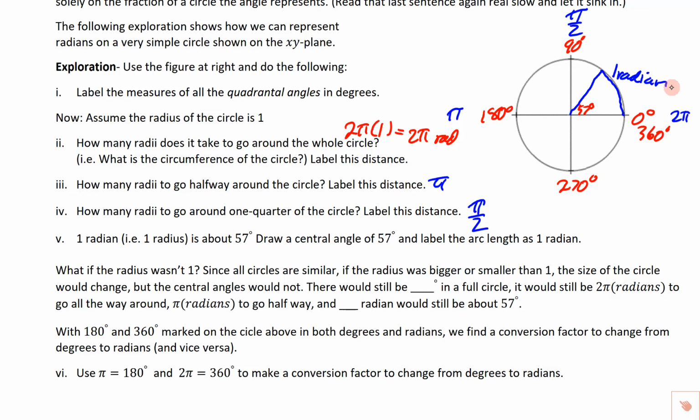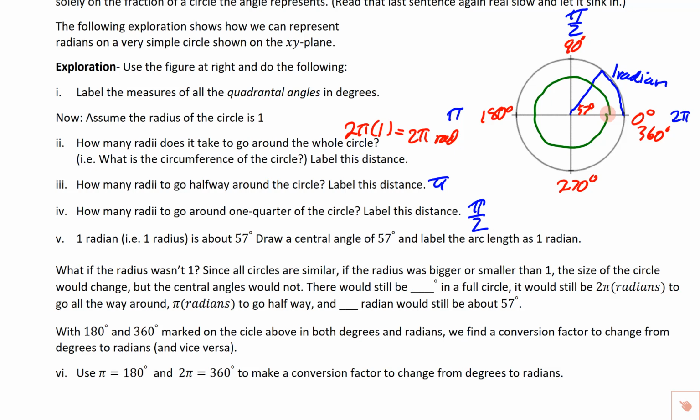Okay, what if the radius wasn't 1? What if the circle got bigger or smaller? If the circle was bigger or smaller than a radius of 1, the size of the circle would change, but I want you to notice something that we talked about yesterday. The central angle would not. So I'm going to change colors, and I'm going to draw a circle about like this. Is the central angle the same? It is. Is the radius smaller?